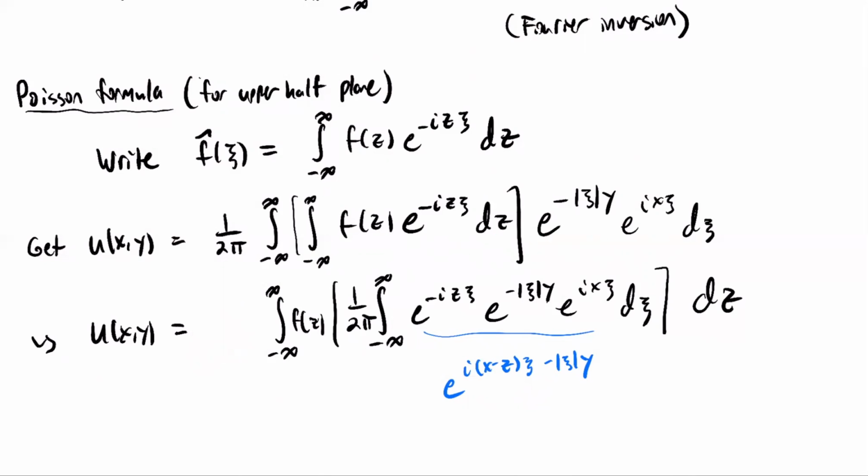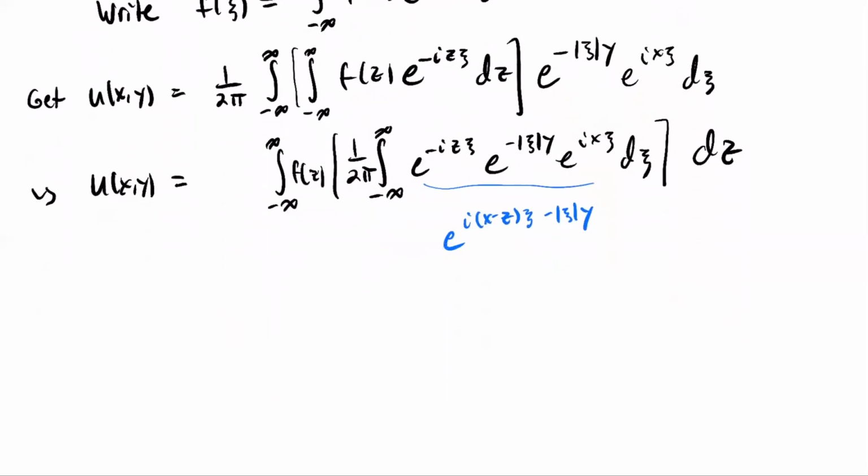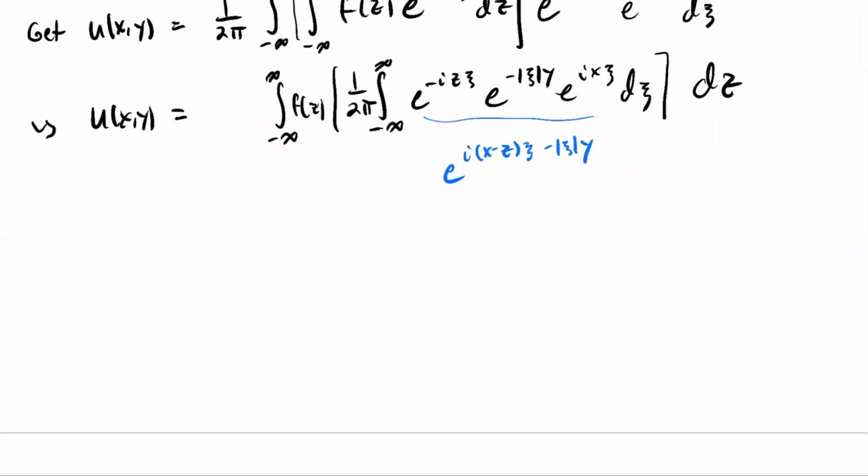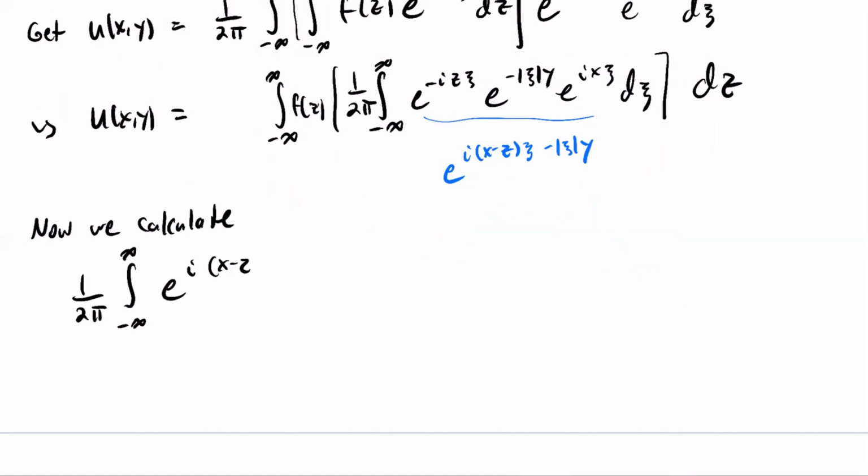Just because we don't want the 1 over 2 pi just floating around in the formula, we may as well just bring it inside. Right, and so now let's calculate this term in the brackets. So now we calculate, well, the inner integral is 1 over 2 pi, integral from minus infinity to infinity, e to the i(x minus z)c minus absolute value of c times y, dc, right?